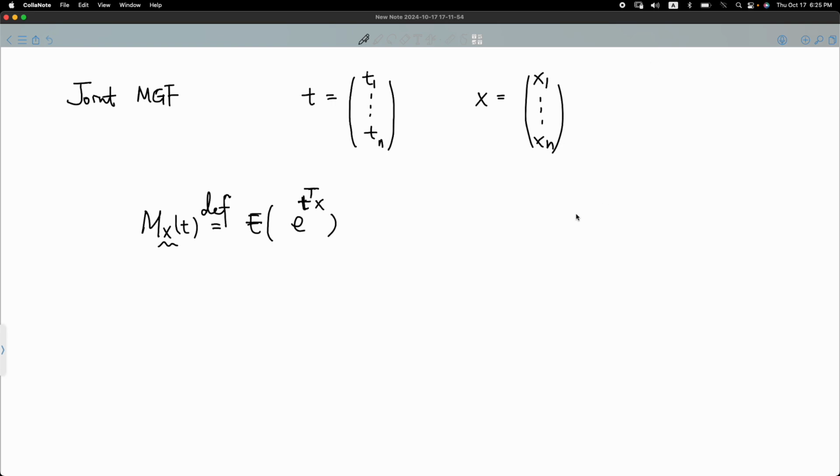So in the univariate case, M of X at t, you will have e to the tx. So t is a scalar, x is a scalar. That's the univariate case. The only difference here is that t is an n by 1 vector and x is an n by 1 vector. You need to take the inner product.